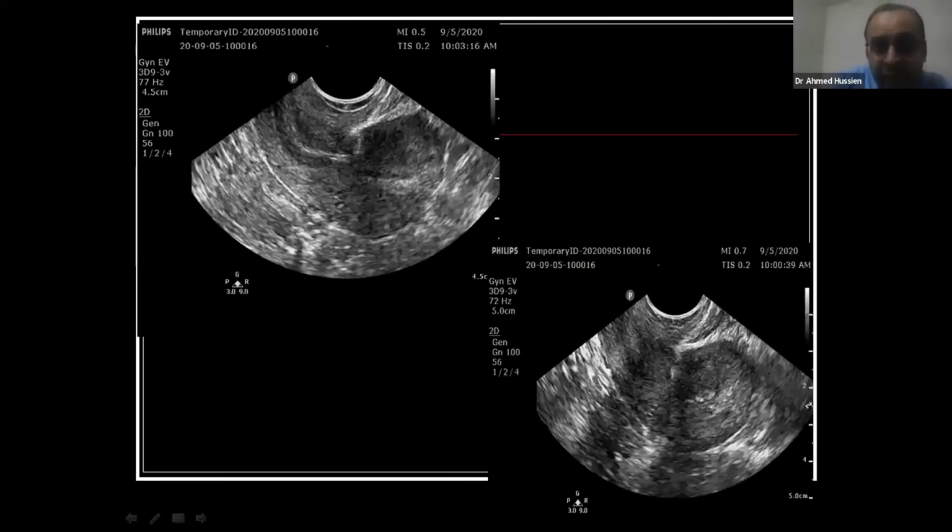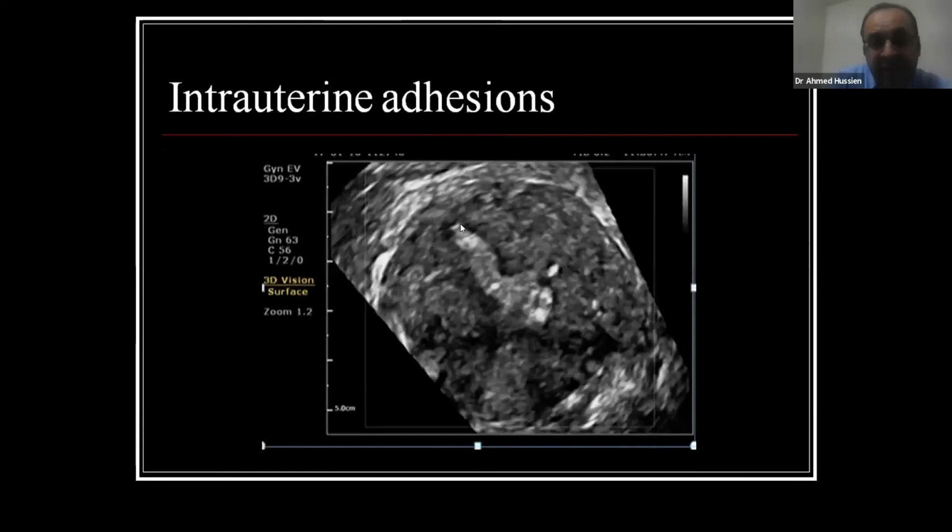What else in the endometrium? You can find the endometrium is thin and irregular, interrupted, with a history of previous surgery in the cavity, D&C, evacuation, or hysteroscopy, with a history of hypomenorrhea or oligomenorrhea. You can suspect intrauterine adhesion. And if you do 3D without saline, you can map where the adhesion is and the cavity here.